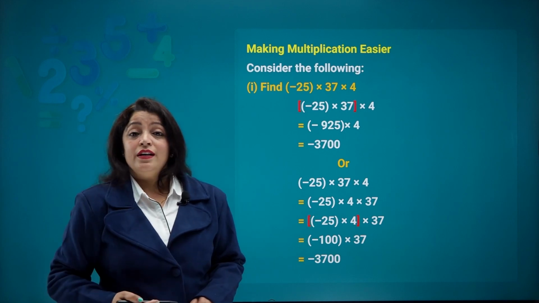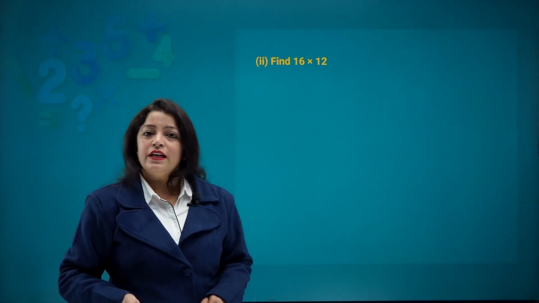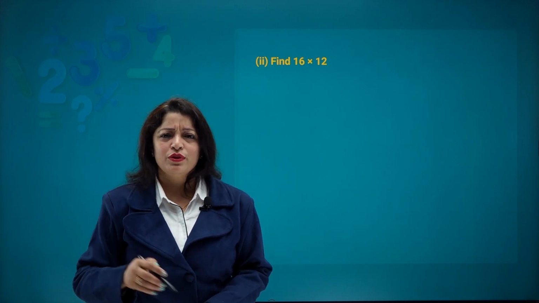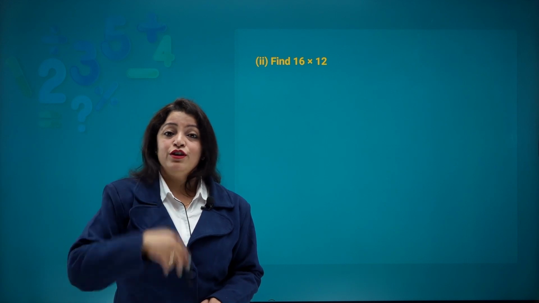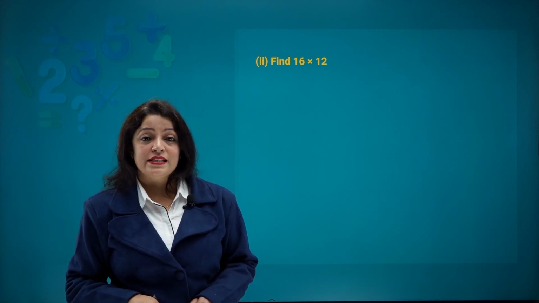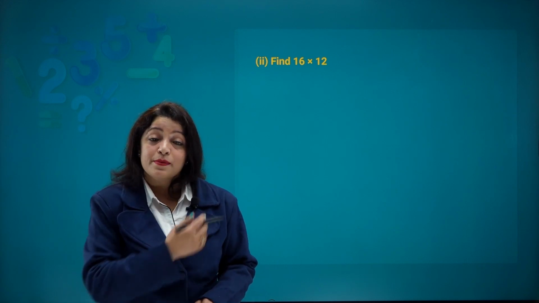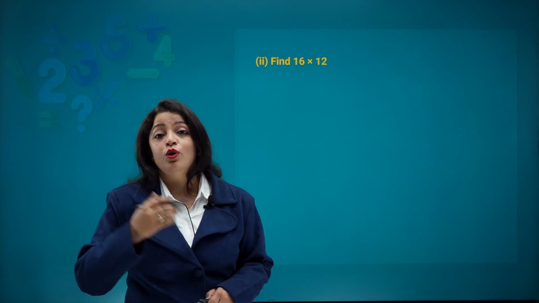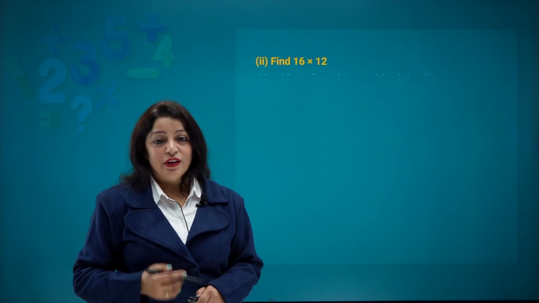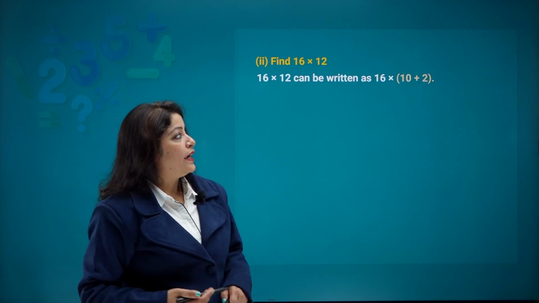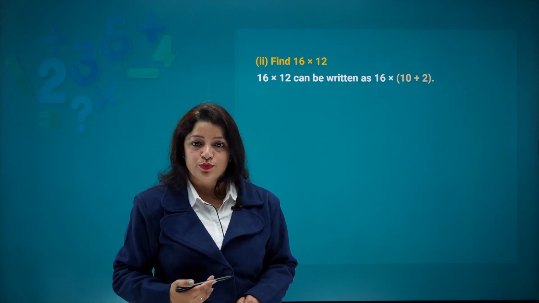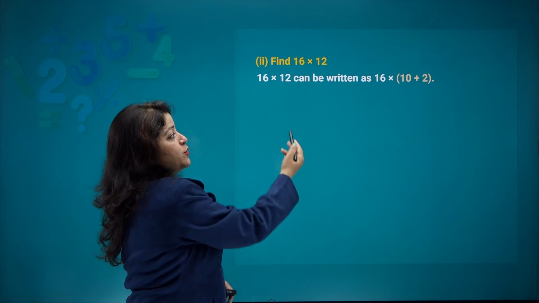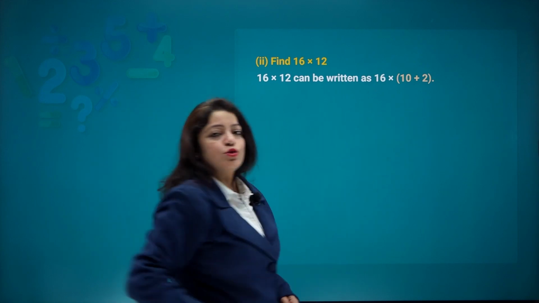So let's see one more example based on this, and it is 16 times 12. Very simple. If you know the table of 16, if you know the table of 12, very easy. But can we use a property here? Yes. And using this simple question, you can easily do all the lengthy questions also. So just see, I can split 12 as 10 plus 2. And then I can write 16 times 12 as 16 times 10 plus 2.